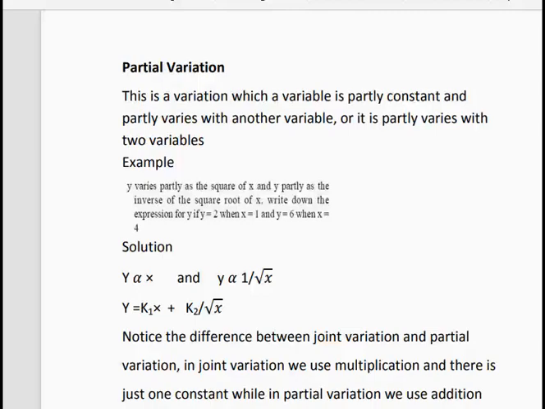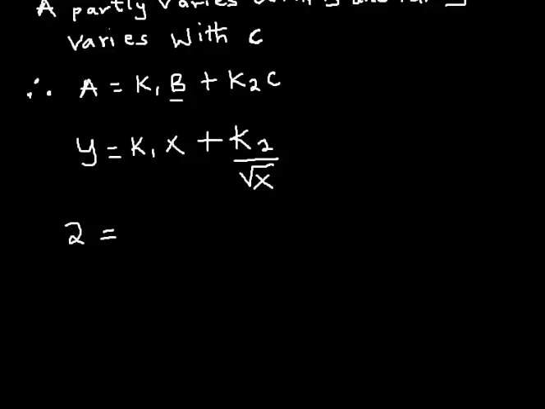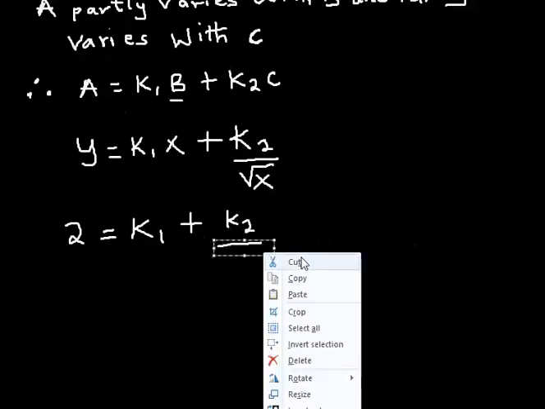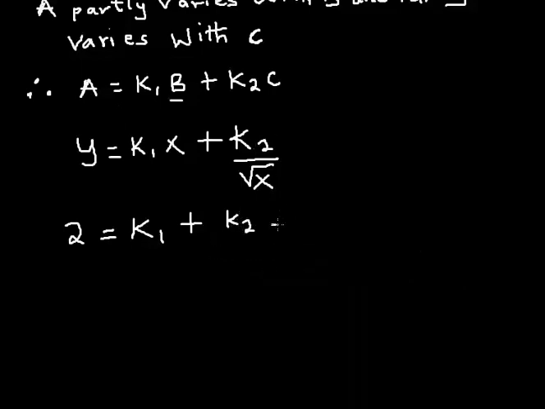Let's go there. If y is equal to 2 and x is equal to 1, I'm going to have 2 equals 1 times k1, which of course is k1, then plus the same thing happens here, k2 divided by the square root of 1. The square root of 1 is 1, and k2 divided by 1 will still give me k2. So I have this to be my equation 1.